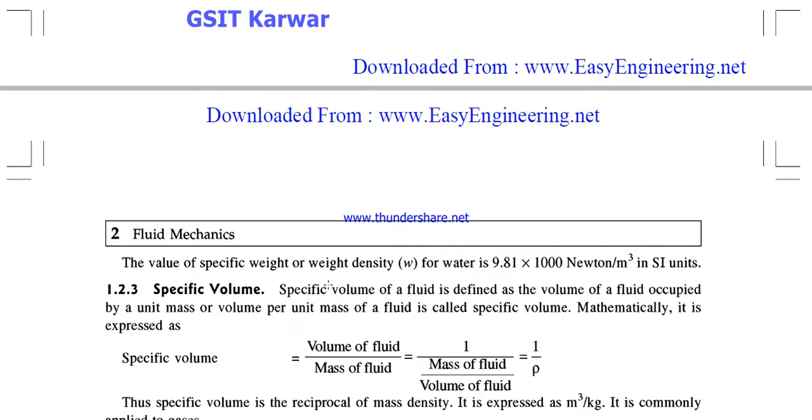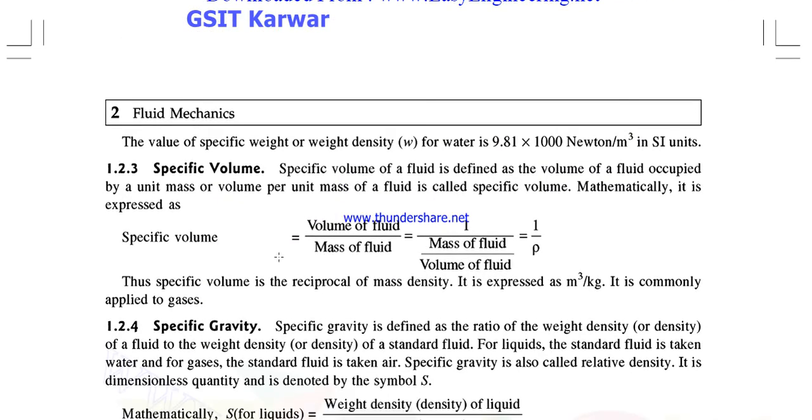Next property. Before that, the value of specific weight or weight density, small letter w, for water is 9.81 into 1000 Newton per meter cube in SI units. Here the difference is 9.81. Why are we multiplying by 9.81?